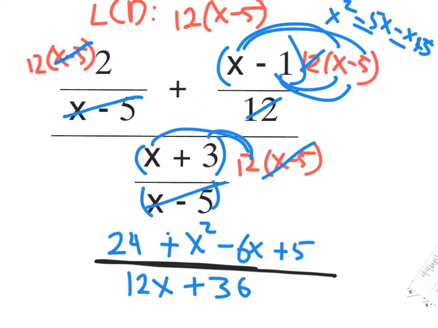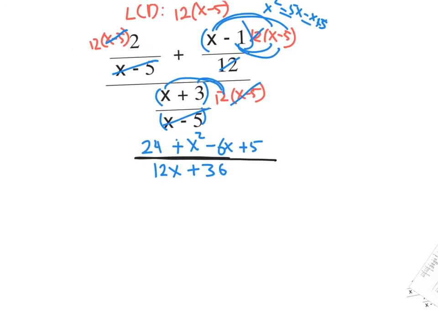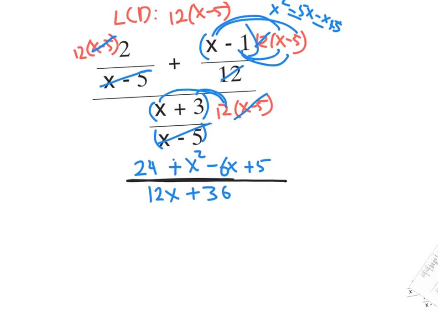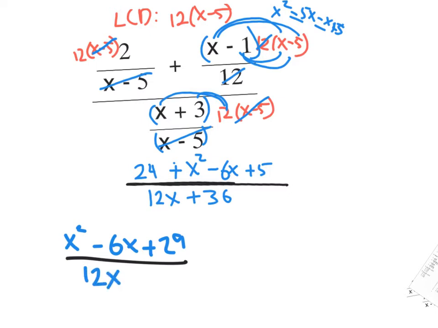So we have our answer so far, but we could make it look nicer. All right. So what I'm going to do is put it in order. I want to put x squared. I want to put the minus 6x next. And the 24 plus 5 is positive 29. And that's on top. And on the bottom, we still have the 12x plus 36.